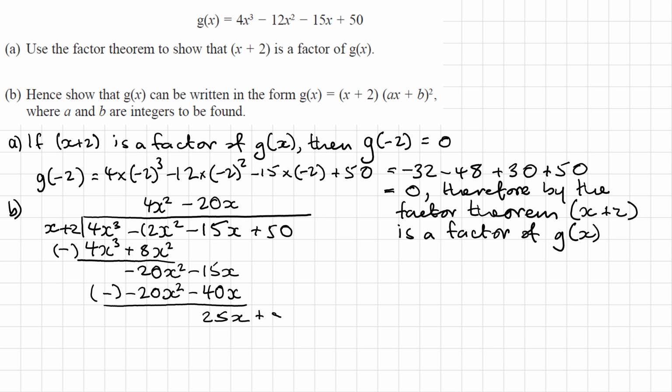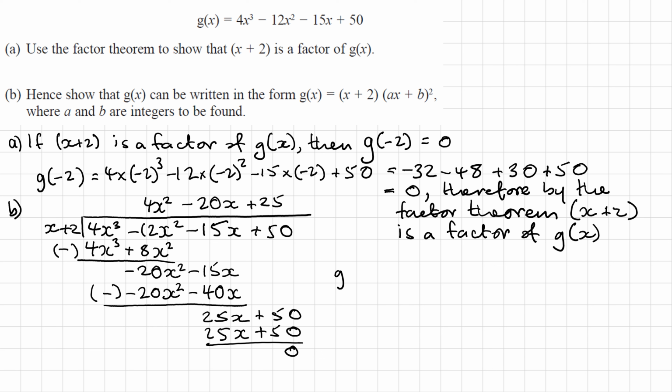Bring down the 50. x goes into 25x 25 times. We times by 25, and we'll get 25x plus 50, and no remainder, which is what we'd expect. And then that gives us this.